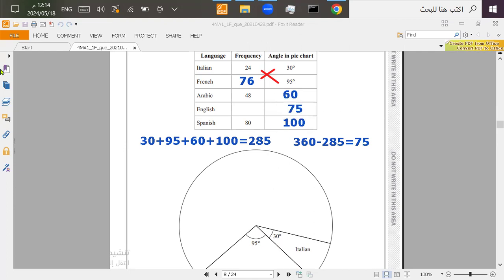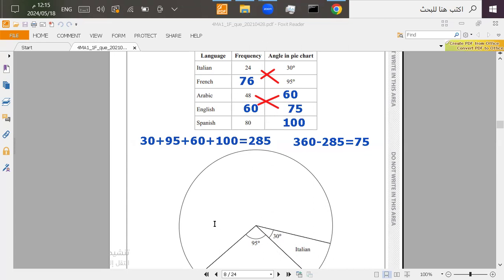Now I can do the X method with one of the other parts. I can multiply the 75 by 48 and then divide it by 60 to find the number of people who said English. Now I'm going to multiply 75 times 48 and then divide it by 60, and the answer is 60. So this one is 60 here. And this is how you complete the table for the information that we have here.